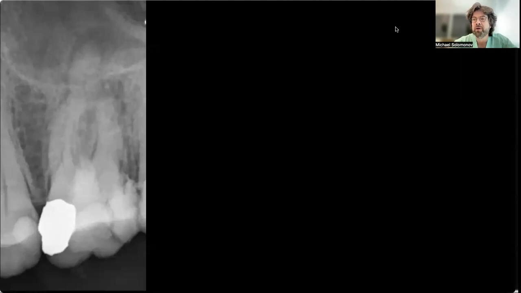First of all, I did my own X-ray. It's an important point. Always do your own diagnostic X-ray, because you have no idea about the exact work of the previous dentist. And what can I see?